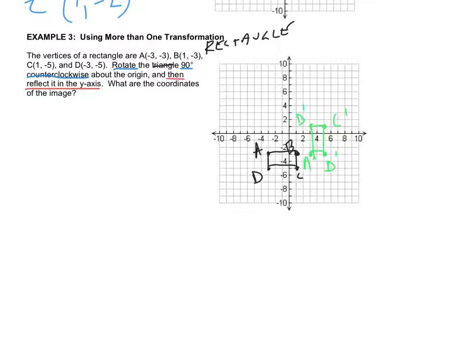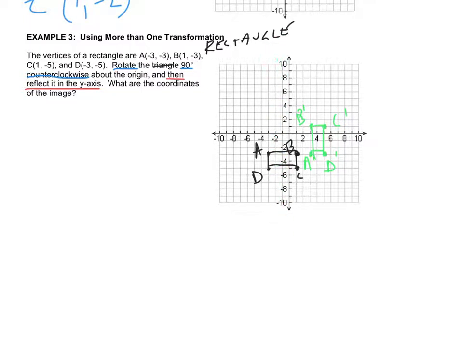So there's what my rectangle looks like after 1 counterclockwise turn. And I just want you to notice that it's now standing up. So it's rotated 1 turn backwards, 90 degrees, going to the left. The second part of this then says to reflect it in the y-axis. Now remember, the y-axis is the long one, the tall one going up and down.